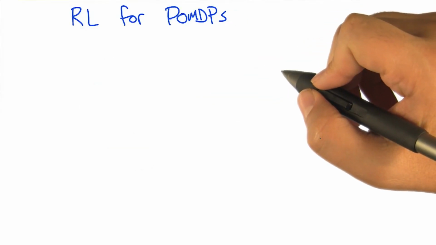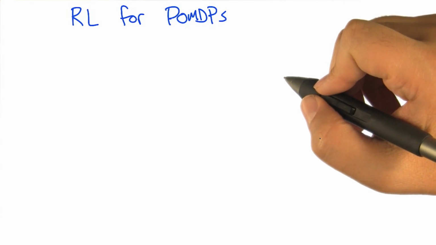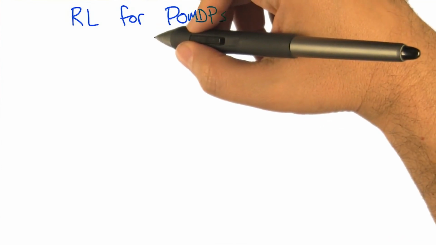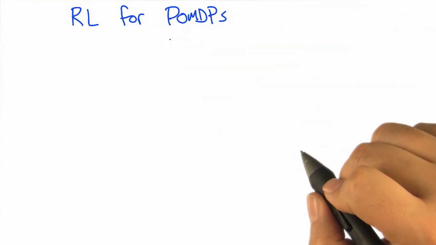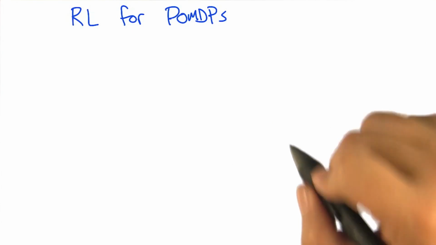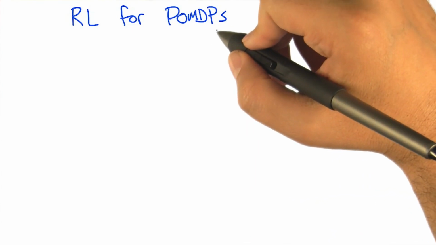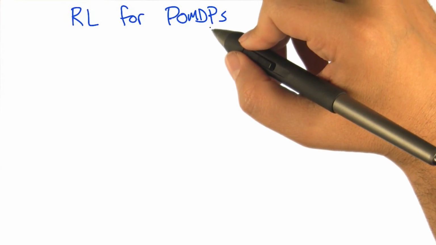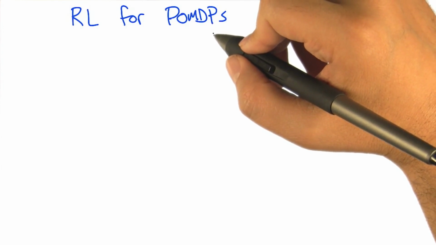So now that we have an idea of what POMDPs are about, maybe we should talk a little bit about what it might mean to do reinforcement learning in them. Because we've basically talked about planning. If we have a model of the POMDP, we can run some calculations. We can run value iteration to get a way of deciding what to do.